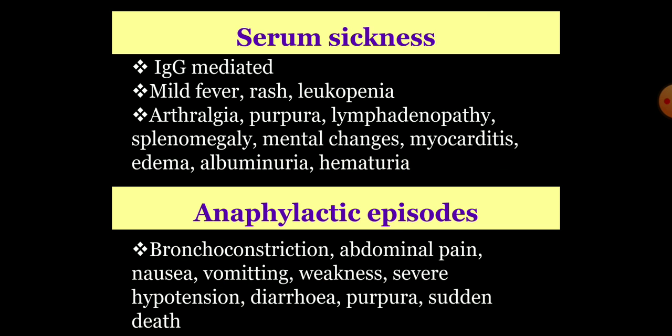Whereas in anaphylactic episodes, two things are pretty common. One is hypotension and the other one is bronchoconstriction. So dyspnea, or breathlessness in layman's terms, is a characteristic feature of anaphylactic reactions. It may be associated with abdominal pain, nausea, vomiting, weakness, purpura, and even sudden death.